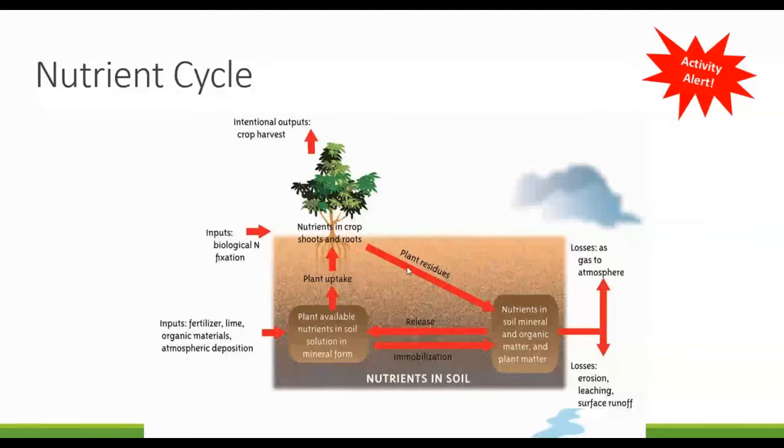Those plant residues eventually break down and release that nutrient back into the soil that eventually can go back and be recycled, or it can be lost. The ways that nutrients can be lost is to the atmosphere as gas or through erosion, leaching, and surface runoff like we talked about earlier.